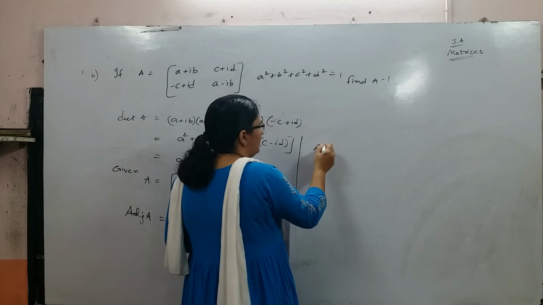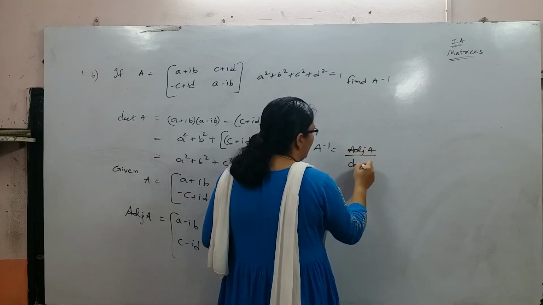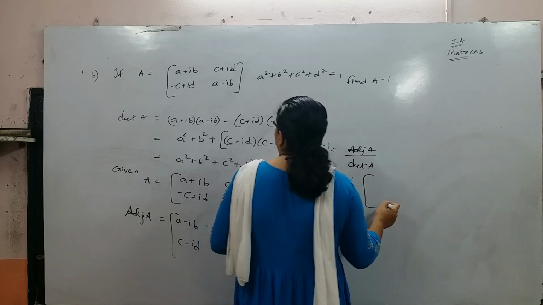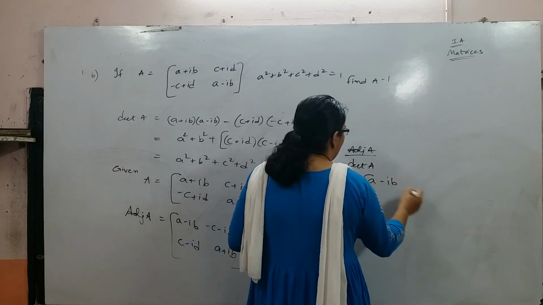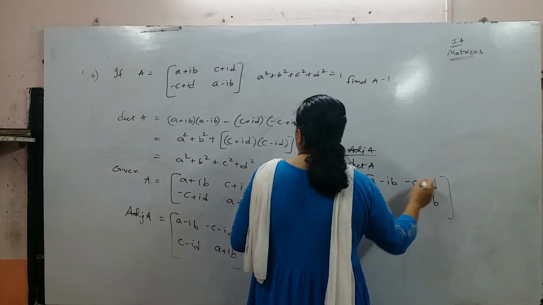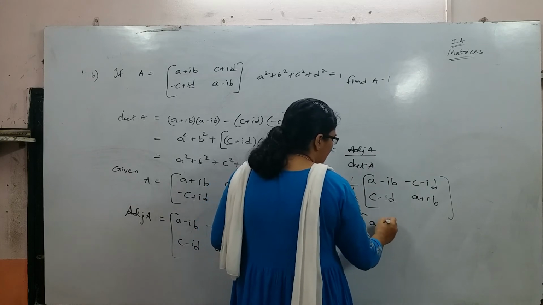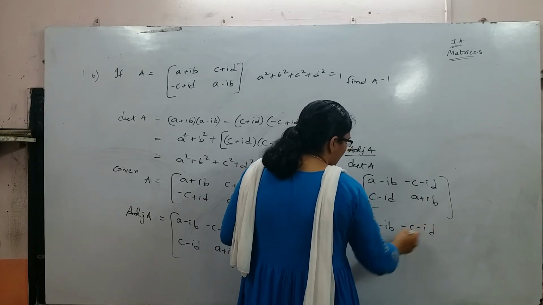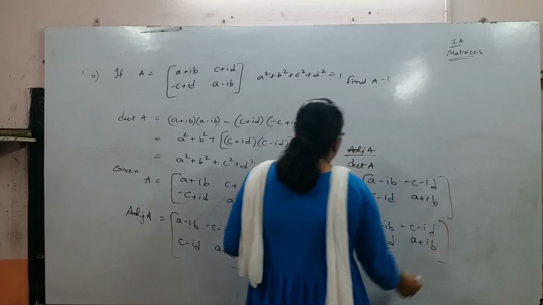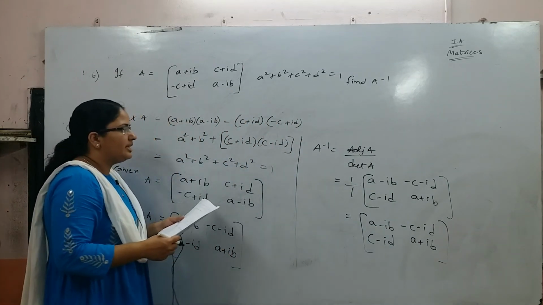Then A inverse will be adjoint A by det A. That is equal to 1 by 1 into the matrix a minus ib, a plus ib; minus c minus id, c minus id. That is equal to a minus ib, minus c minus id; c minus id, a plus ib. This is how you find the inverse of this matrix. Let us discuss the next problem.